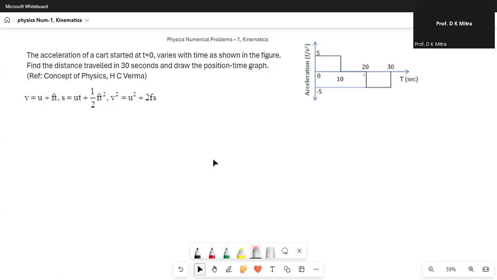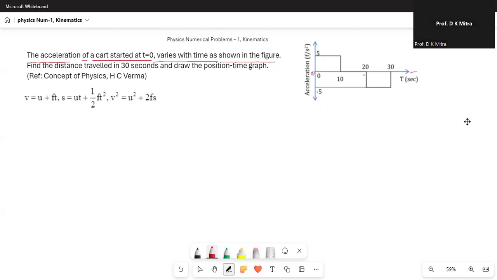Let's take this problem. This problem says that the acceleration of a car, started at t equal to 0, varies with time as shown in the figure. Now let's look at the figure. The figure shows that this is the time axis.